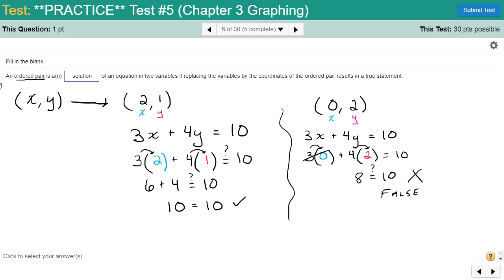In this case, an ordered pair is a solution, and so we select solution and move on to question number 7.